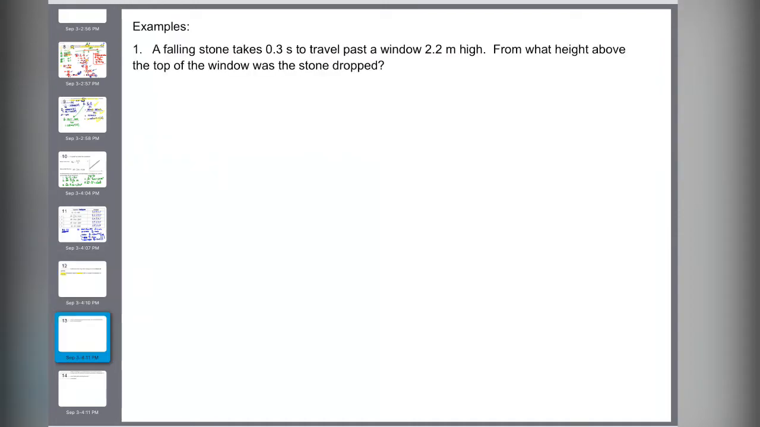Okay, so let's do an example. Now we're moving on to acceleration due to gravity. A falling stone takes 0.30 seconds to travel past a window 2.2 meters high. From what height above the top of the window was the stone dropped? Please change this question to 0.30 seconds, just add an extra 6.